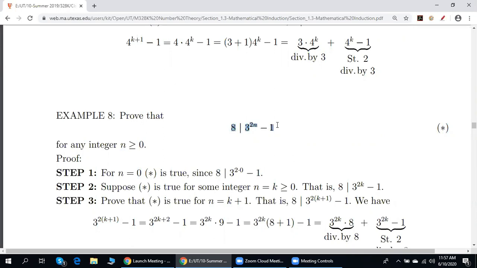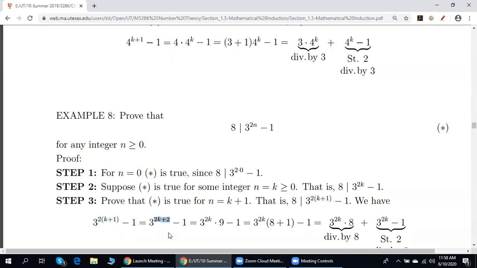Step 2. Suppose this is true for some n is equal to k, where k is greater or equal to 0. That is this. Step 3. We want to prove that 8 divides this if n is equal to k plus 1. We want to prove this. We start with this expression. It's over here.